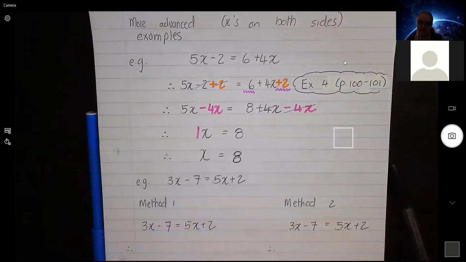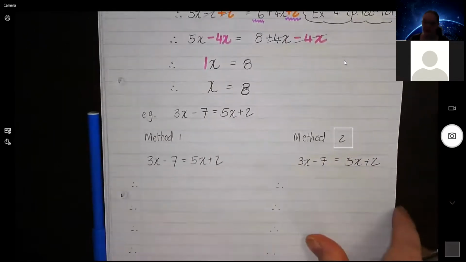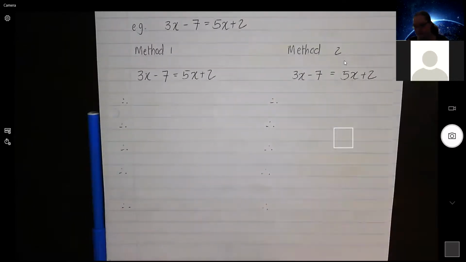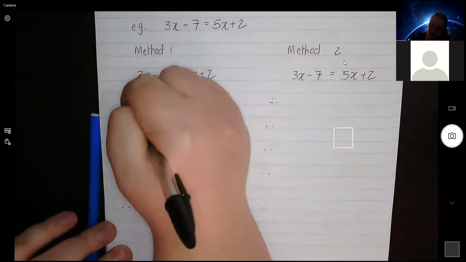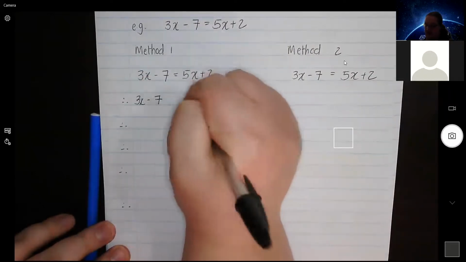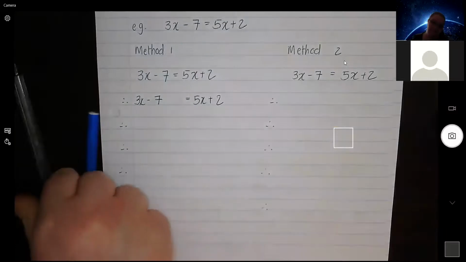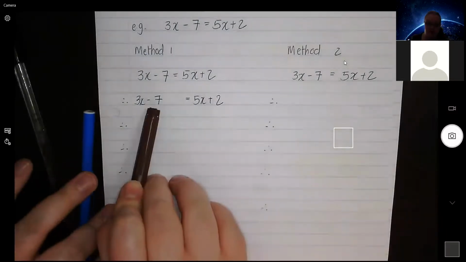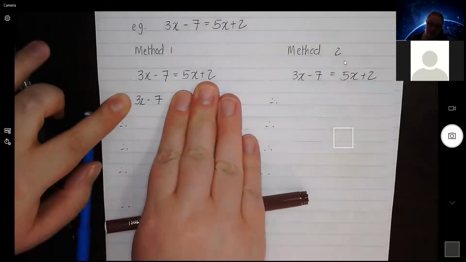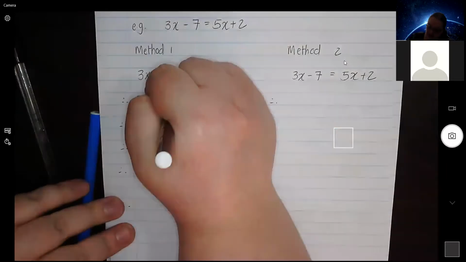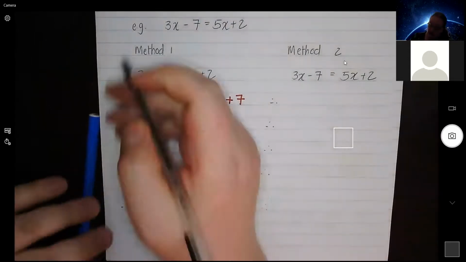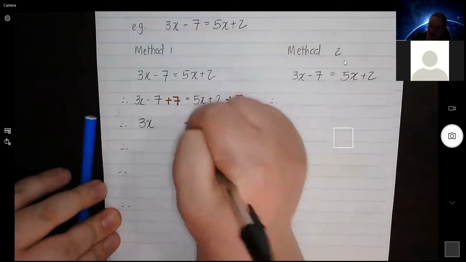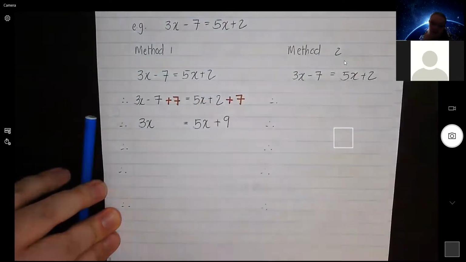Okay, perfect. So boys, I'm going to do another example like this. There are actually two methods for any question like this, so don't worry. We have 3x minus 7 equal to 5x plus 2. I want to get rid of the -7 because I want my x's to be on this side. So I'm going to say plus 7. But what I do on one side, I must do on the other. Now I have 3x on its own here, and 5x plus 9 on this side.